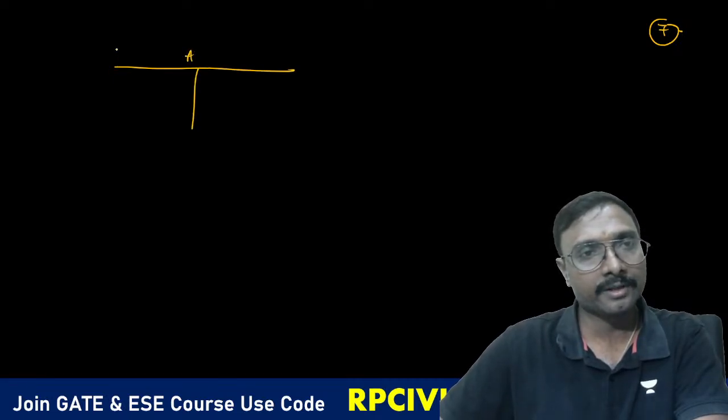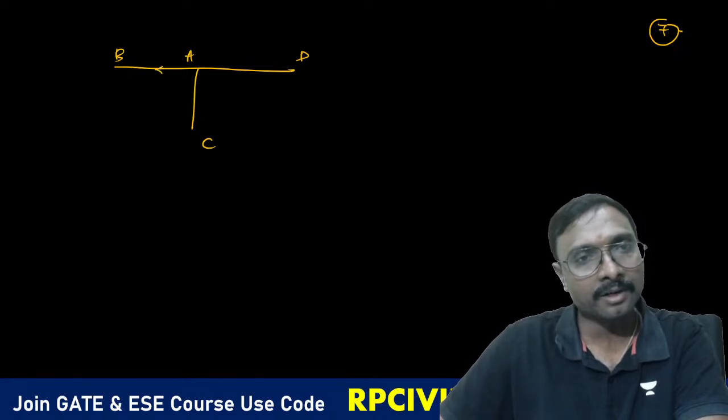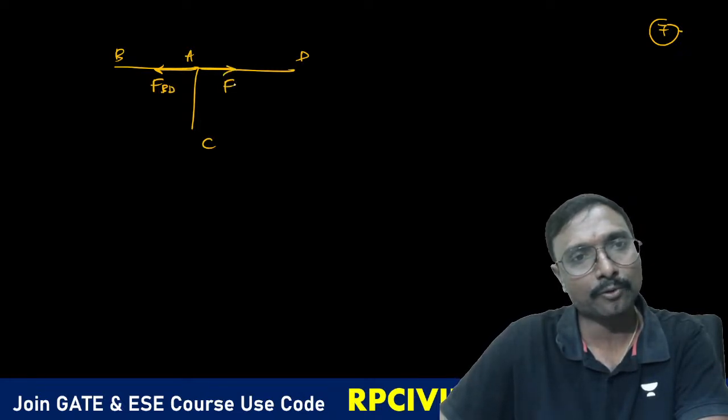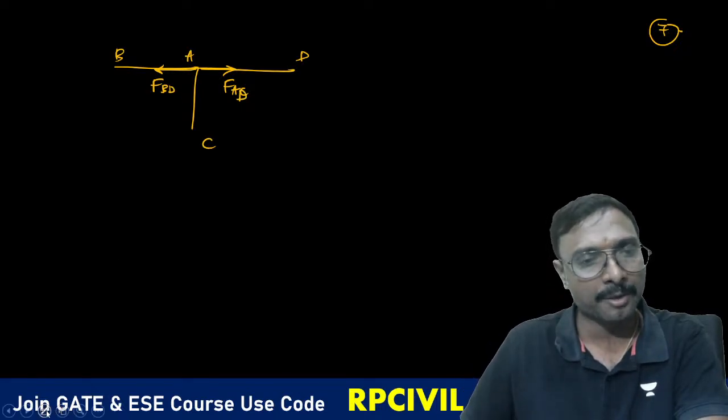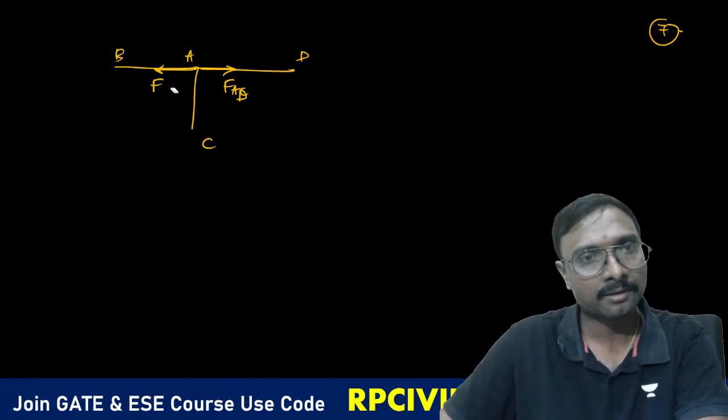this is your A, this is your B, this is your C, this is your D. You have no external force, right? External force is not there. This is the force in the member BD. And what is this one? If you consider this also, force in the member AD. Force in the member AB, that is which one? AB, right?